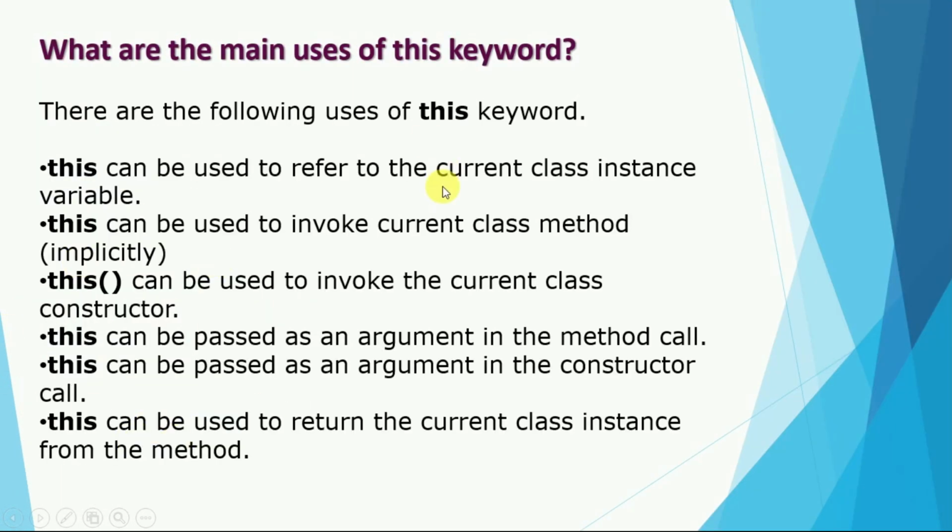So what is the main use of the this keyword? We already discussed it. this can be used to refer to the current class instance variable, to invoke the current class method, and to invoke the current class constructor. this can be passed as an argument in a method call and in a constructor call, and it can be used to return the current class instance from the method. But it always talks about the current class reference.